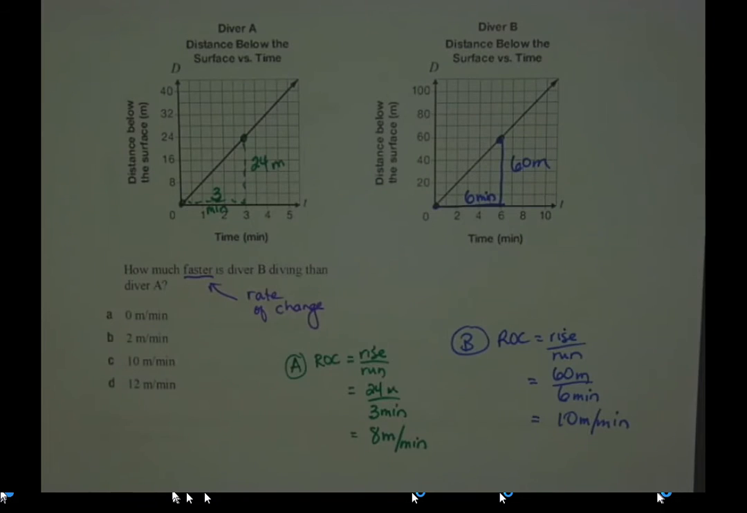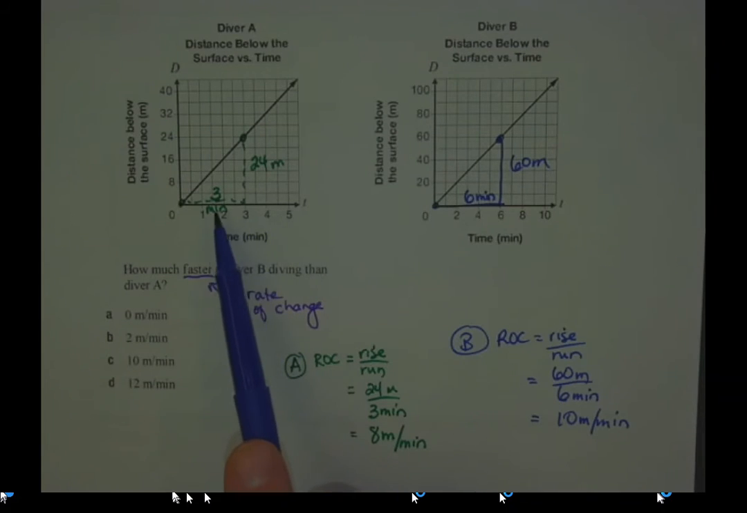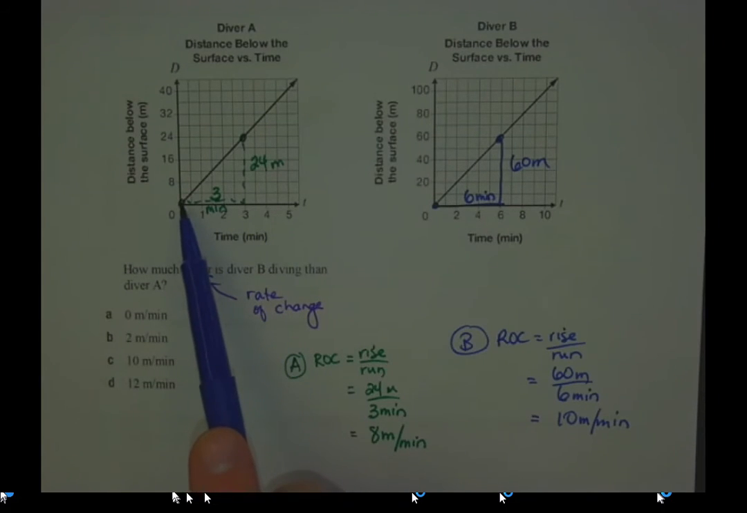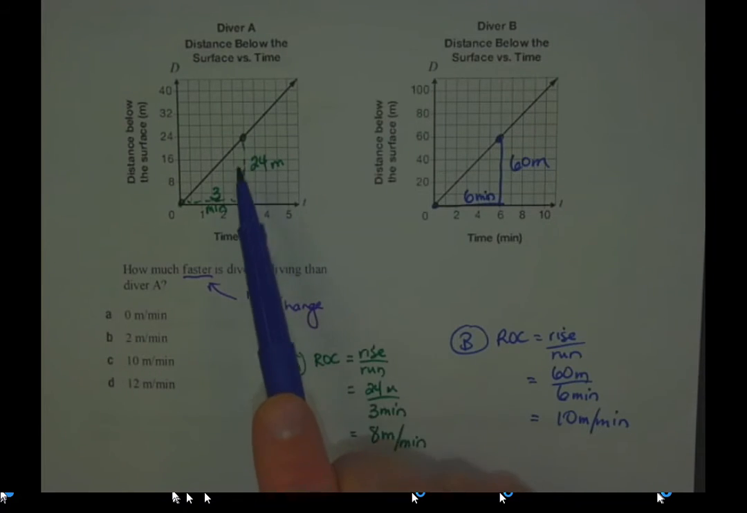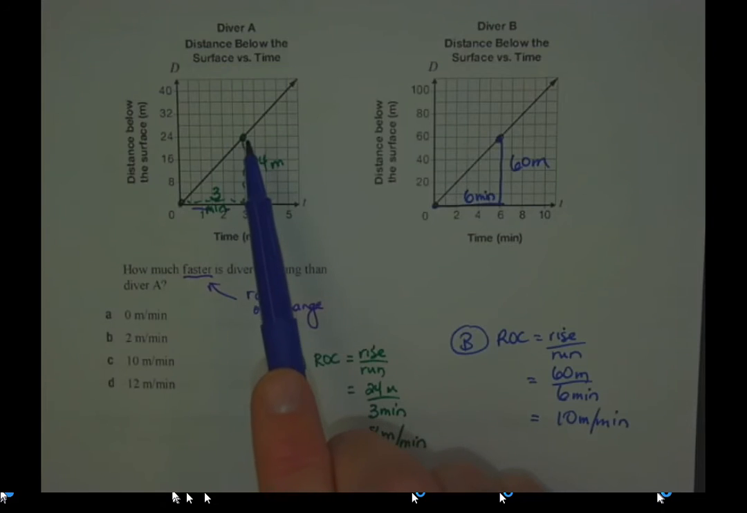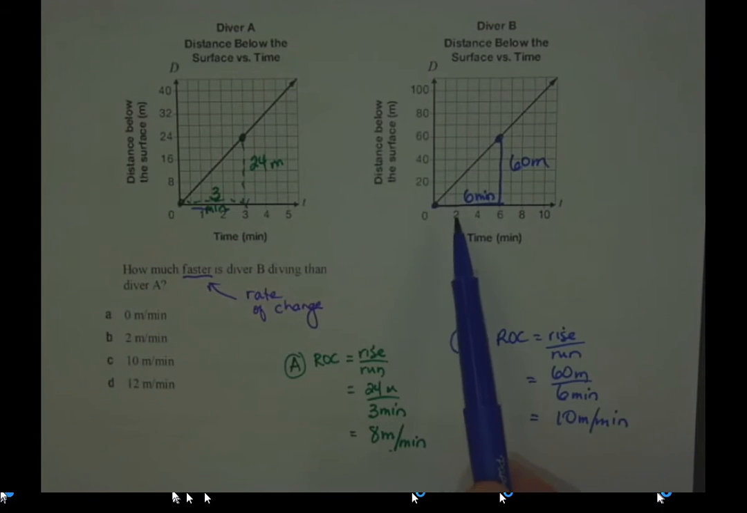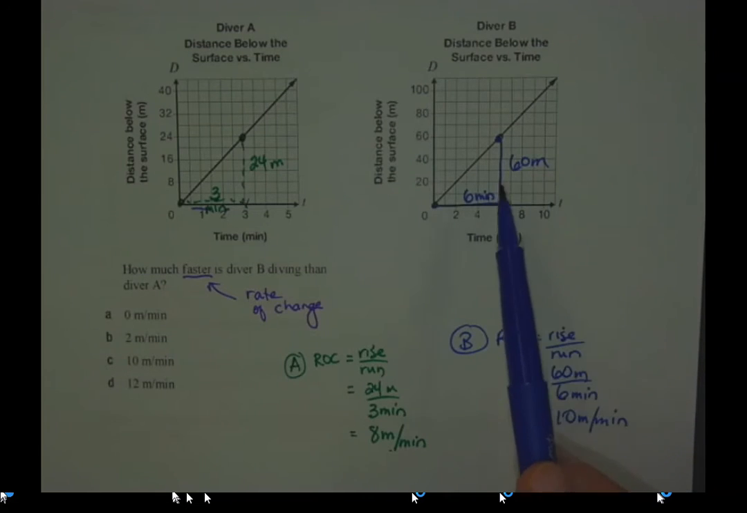So hopefully when you found your rate of change, you ended up finding the rise and the run for each of them. I noticed here, I picked 2 points, started at 0, 0, went up to 3 and 24. It ran for 3 minutes for 24 meters. I found that the rate of change here was 8 meters per minute. Did the same thing for diver B. So this person went down 60 meters in 6 minutes. And I got 10 meters per minute.